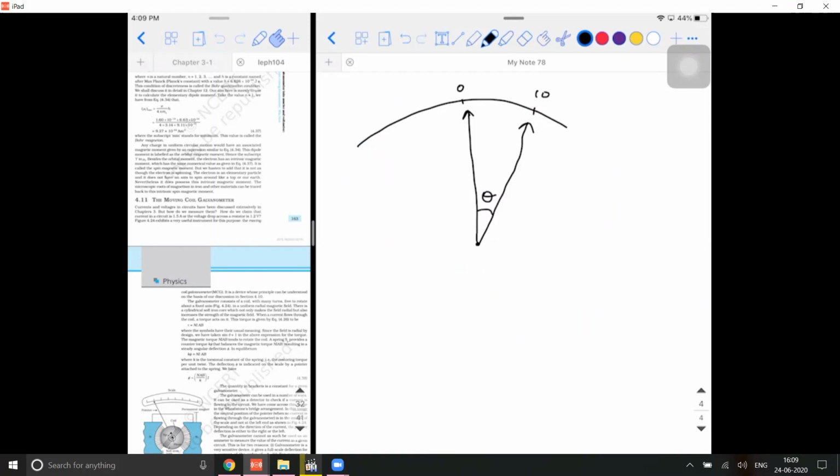Now the question that we have in our mind is, if the current is removed, what should happen to the coil? Till now we were saying that when current is passed through the coil, it starts experiencing torque. Now if the batteries are removed, if it becomes an open circuit, what do you think will happen to this pointer? It should go back to the zero position. If it has to come back to its original position, what should happen?